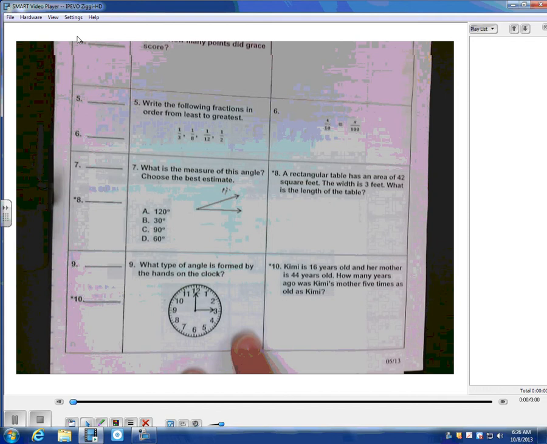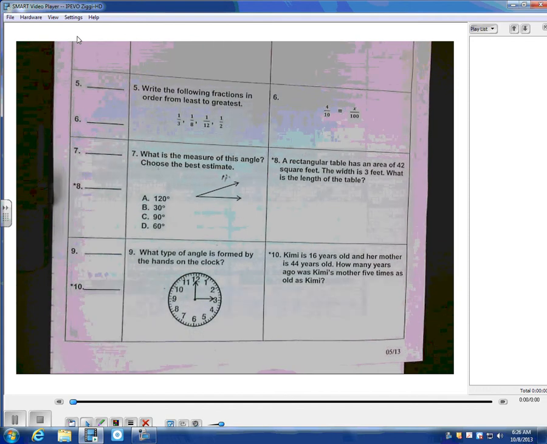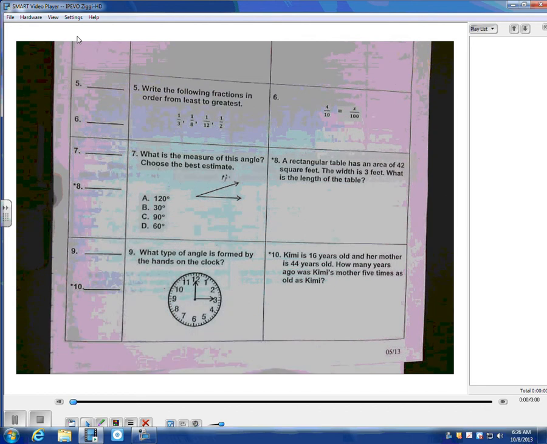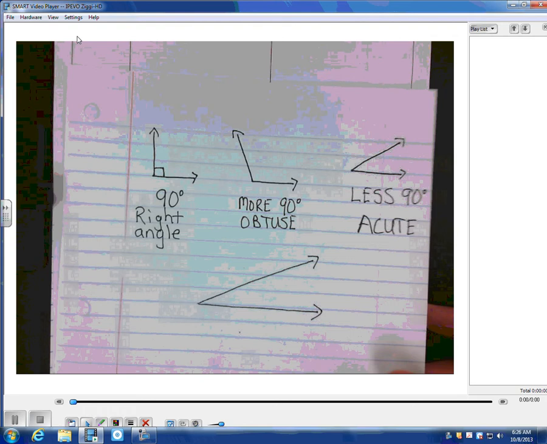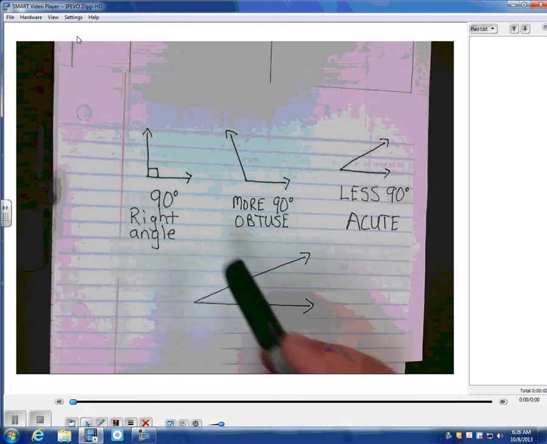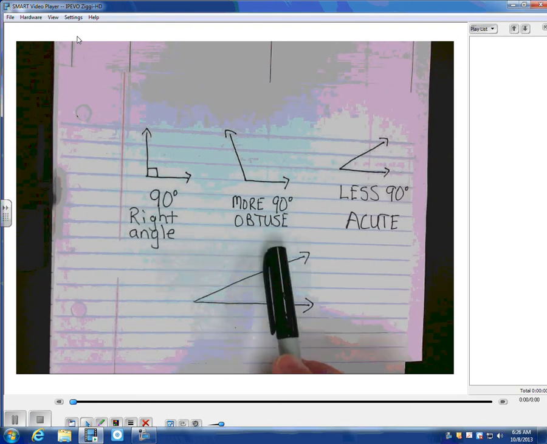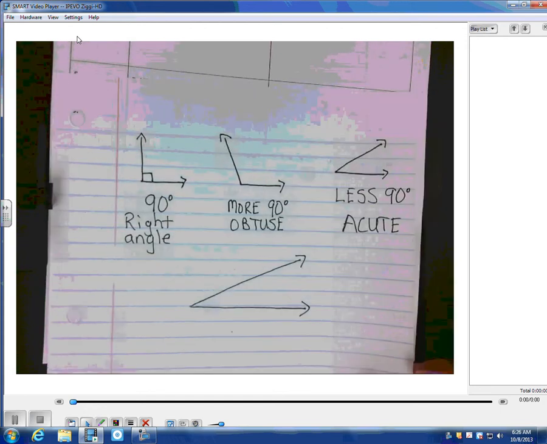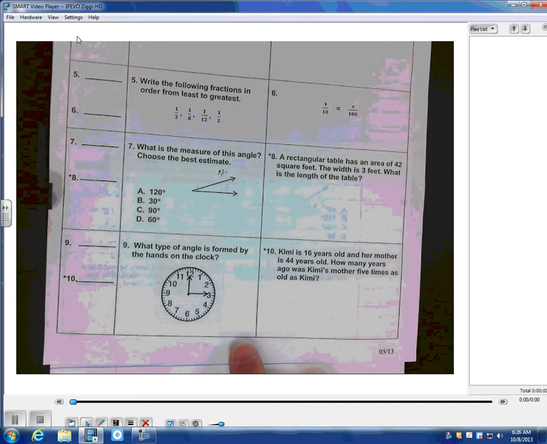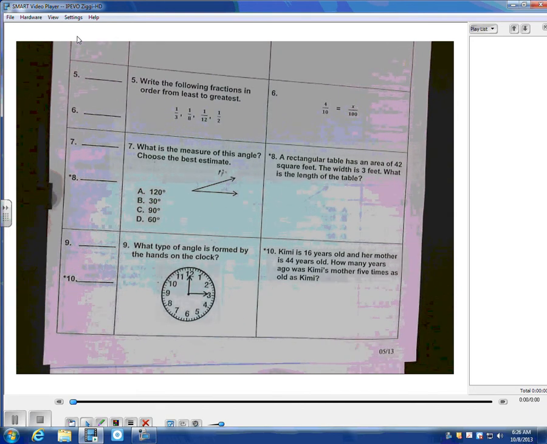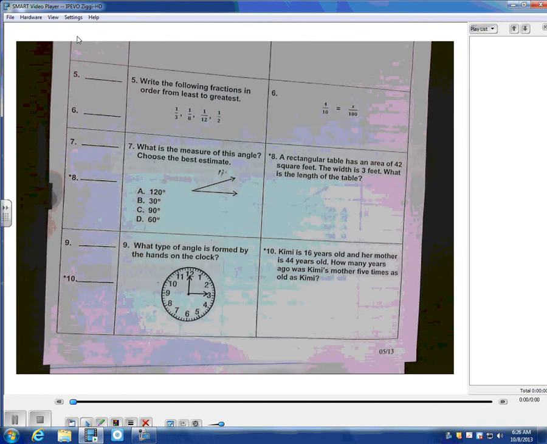Number 9, it says what type of angle is formed by the hands on the clock? This one should be pretty easy if you go back to what we talked about earlier. Is it a right angle, is it an obtuse angle, or is it an acute angle? What type of angle would that be? That one's pretty clear. Right angle, acute, or obtuse. All right, and the last one, number 10.